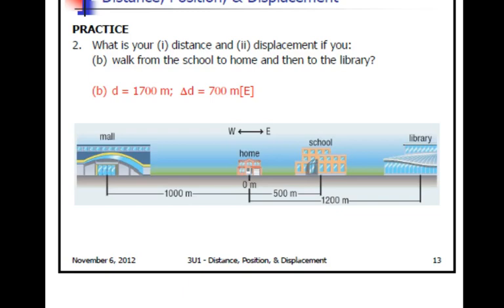Now let's look at the displacement. I won't write this one down, but we'll talk through it. Let's look at the position, the change in the position vector. So I initially start at the school, which is 500 meters east. I end at the library, which is 1,200 meters east. So 1,200 meters east minus 500 meters east is 700 meters east.